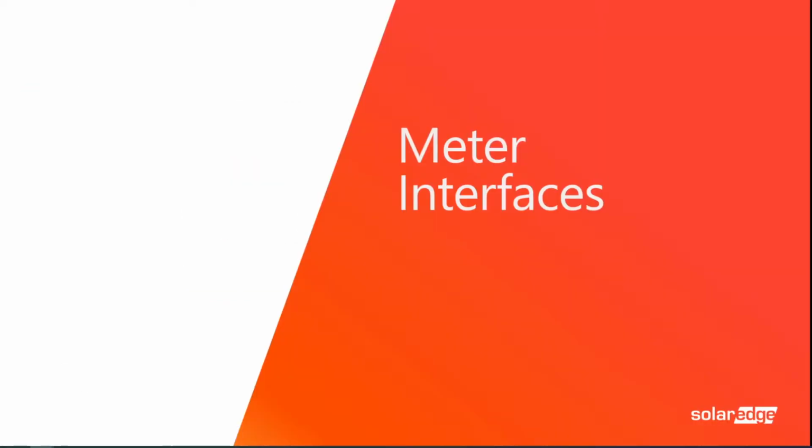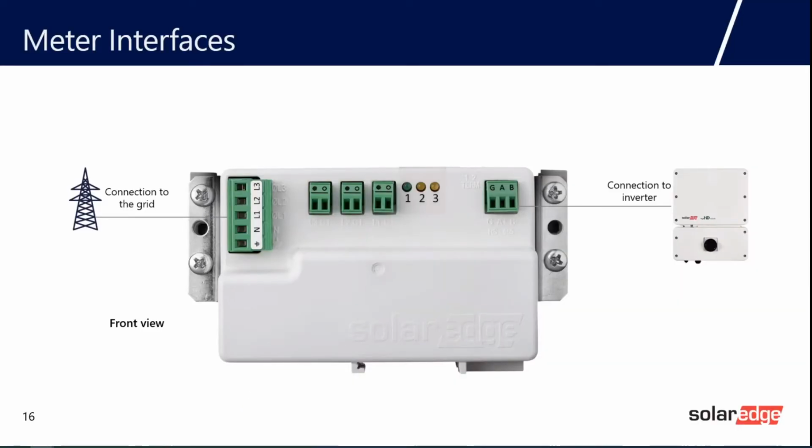Meter interfaces. In the meter's interfaces there are voltage connections, for connection to the grid. CT connections L1 CT, L2 CT, L3 CT, for connection to current transformers. LEDs, used to monitor meter status. RS485, for connection to the inverter gateway.